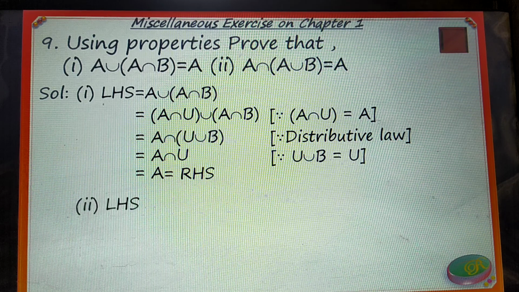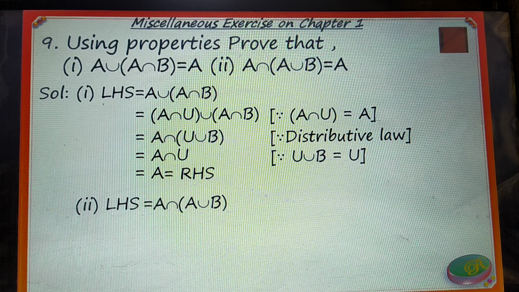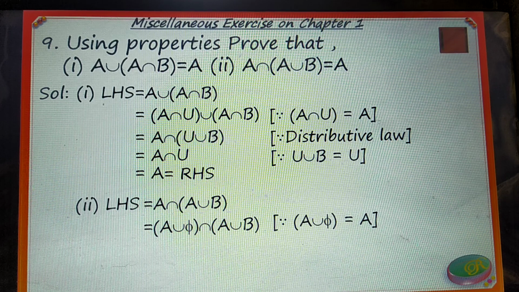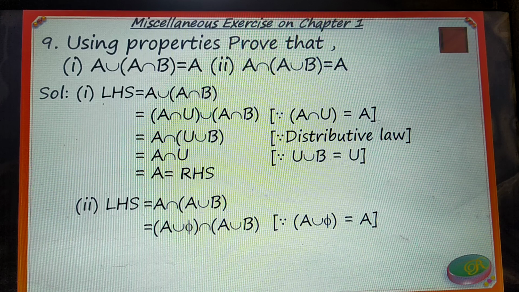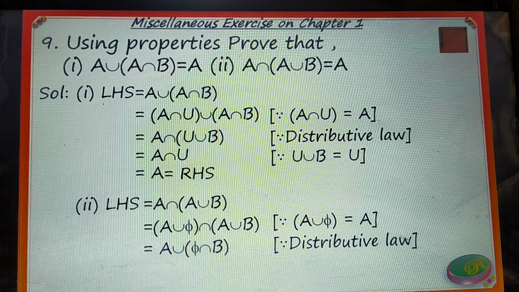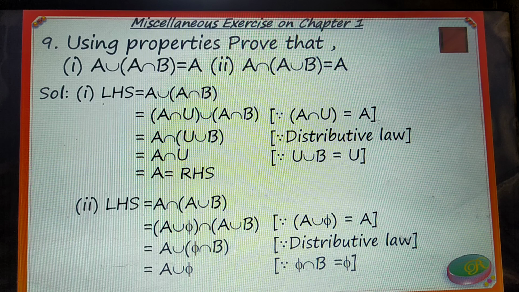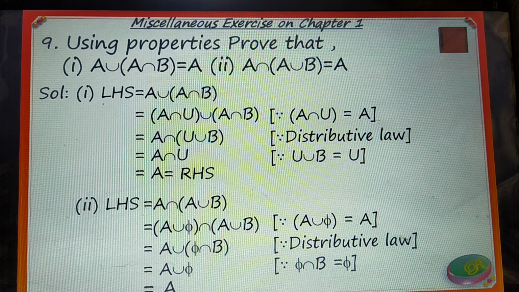LHS of second one is A intersection (A union B), is equal to (A union φ) intersection (A union B) as it is, because A union φ is equal to A, is equal to A union (φ intersection B) using distributive law, is equal to A union φ, because φ intersection B is equal to φ, is equal to A, because A union φ is equal to A, is equal to RHS.